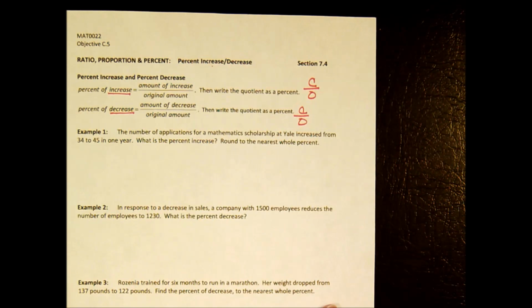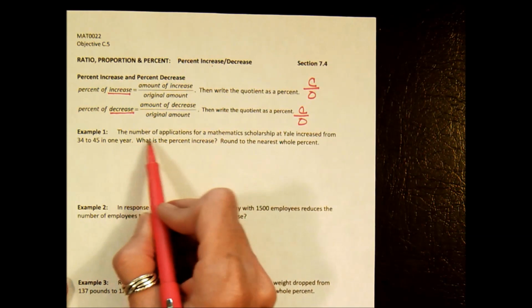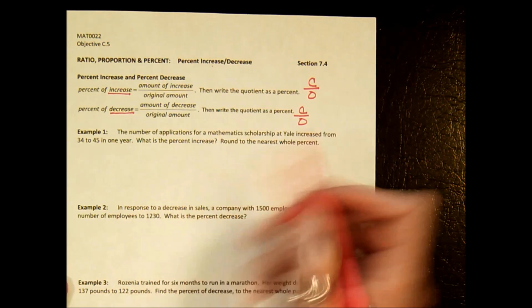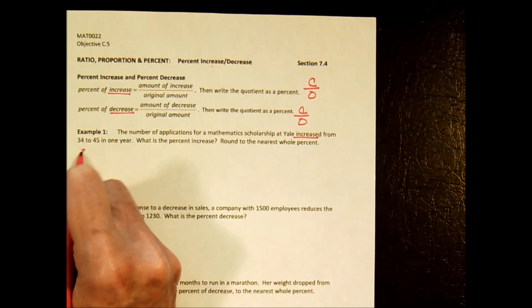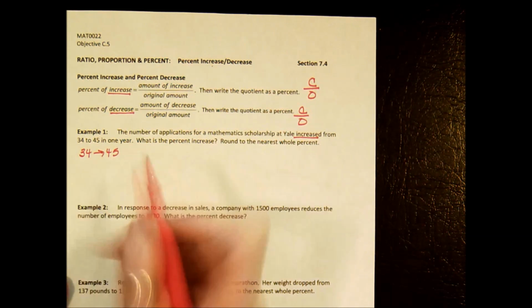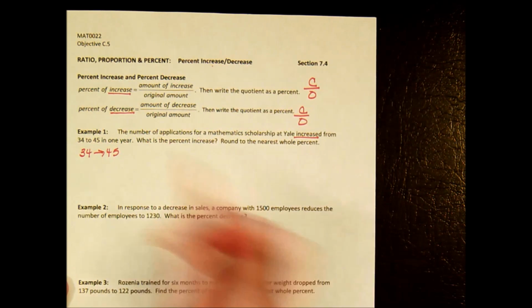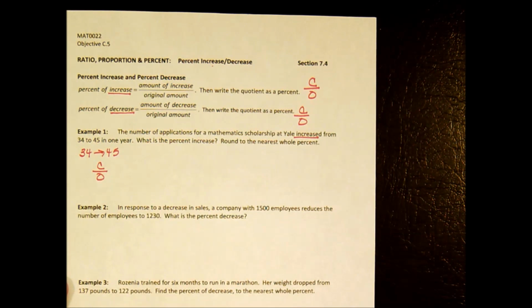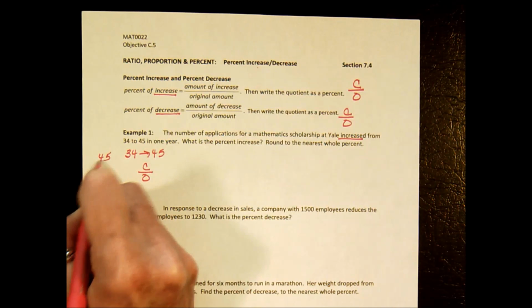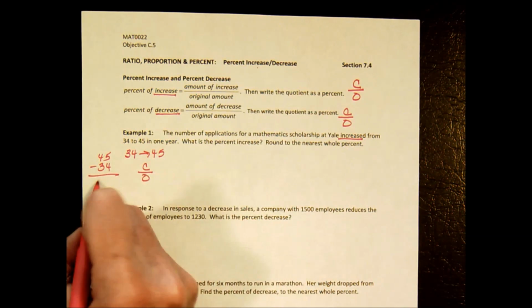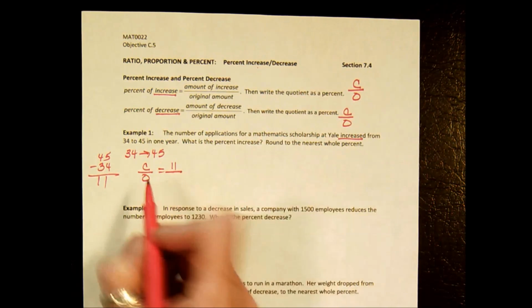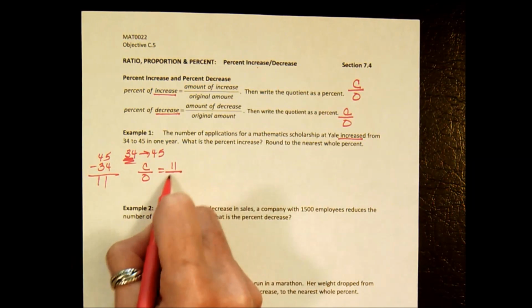The change divided by the original, whether it's going up or down. So let's try 3 of these and you'll see what I'm talking about. The number of applications for a mathematics scholarship at Yale increased, so it's going to be a percent increase, from 34 to 45 in 1 year. What's the percent increase? So it's change divided by original. Well, how do we figure out how much it changed? That's very easy. You subtract. Change is always a subtraction. How much something changed by? If you were making $10 an hour and now you're making 15, you changed by 5. So we subtract and we get the change is 11 divided by the original is this.